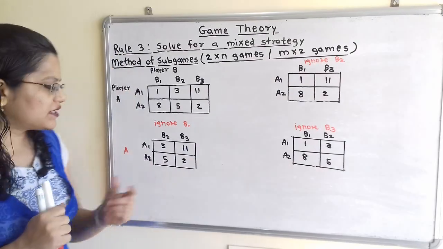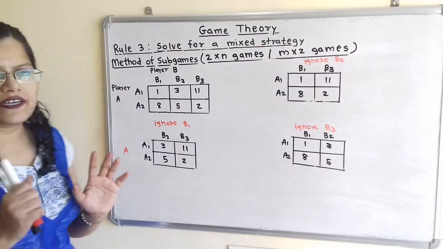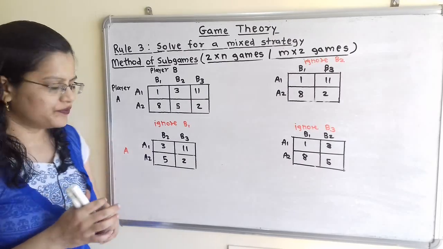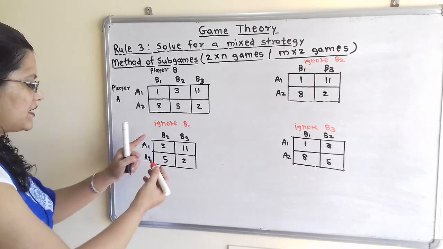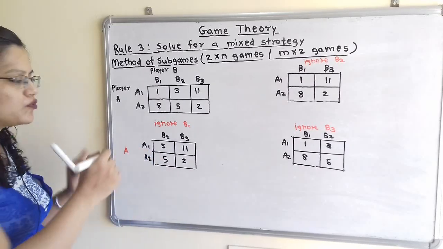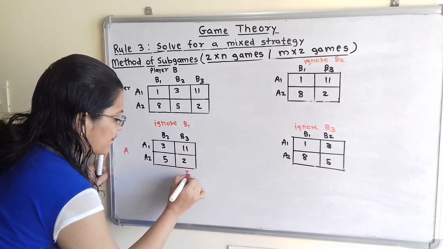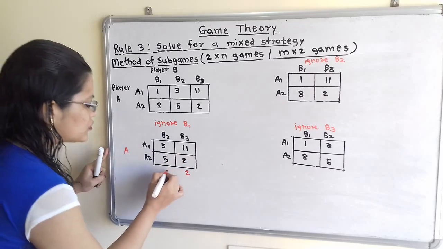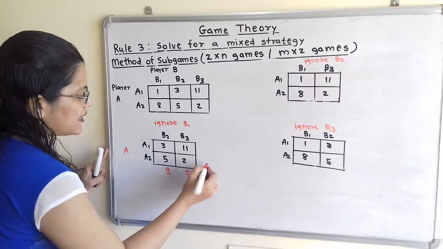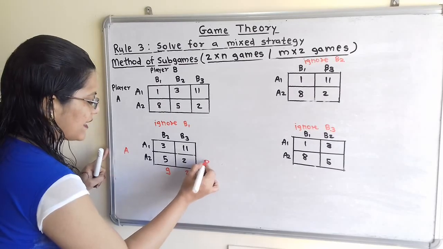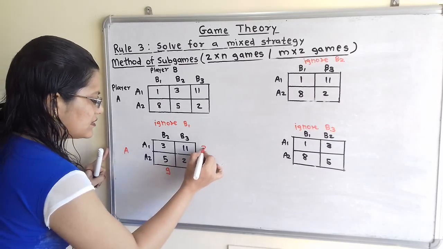Now we will solve this subgame, that is 2 by 2 matrix, by the arithmetic method. If we take the difference between 3 and 5, that is 3 minus 5 is minus 2, but we will ignore the sign and I will write 2 here. 11 minus 2, that is 9. 3 minus 11, that is minus 8, but we will ignore the sign. 5 minus 2, that is 3.